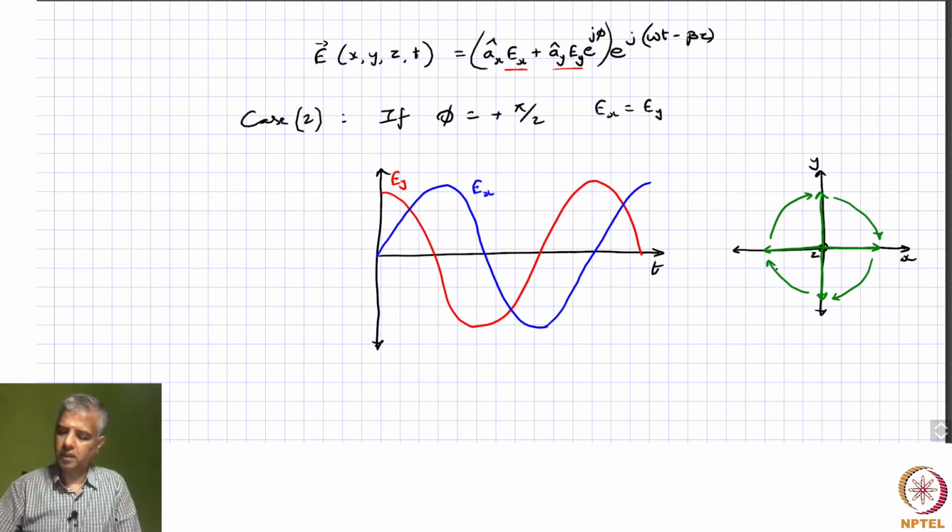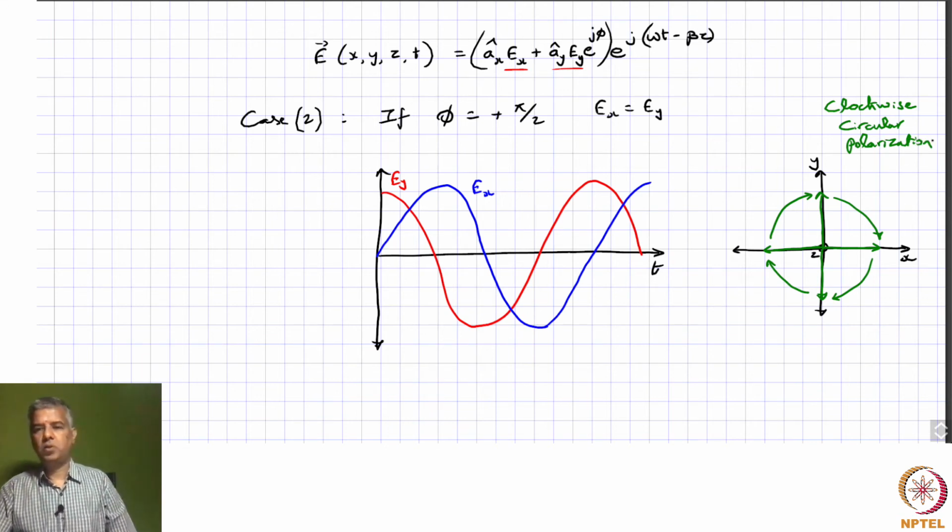Now, if Ex is not equal to Ey, or if phi is not equal to plus or minus pi by 2, in any of those generic cases, you say case 3, phi is not equal to plus or minus pi by 2, or Ex is not equal to Ey, you would find that this is actually defining an ellipse. Okay, so this is what you would call elliptical polarization.